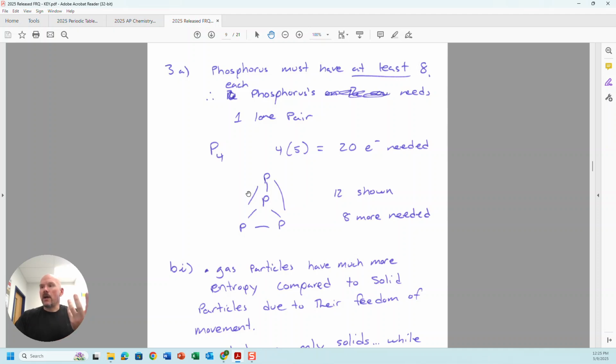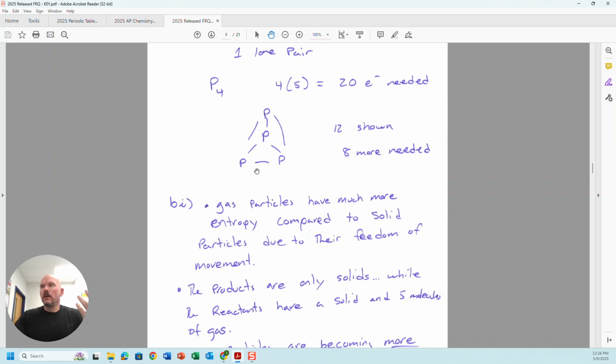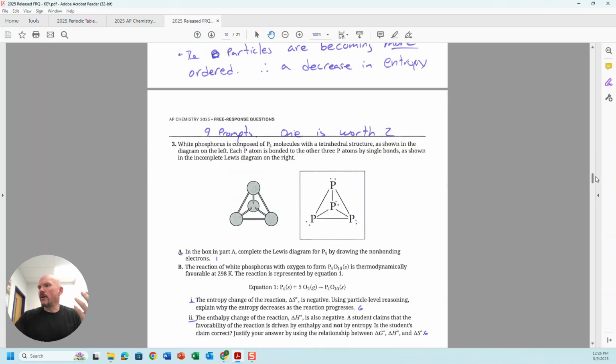Right now, you count how many you have. Remember, a single bond is 2 electrons. So 2, 4, 6, 8, 10, 12. Right now, you have 12 electrons, so you're missing 8. Remember, you're going to add them in as pairs. So you're missing 8, so you need to add 4 pairs. Well, you have 4 phosphoruses, so put 1 pair on each phosphorus, and you're golden. Okay? I think I have the drawing on the test. Yeah, so that's all you would need right here.